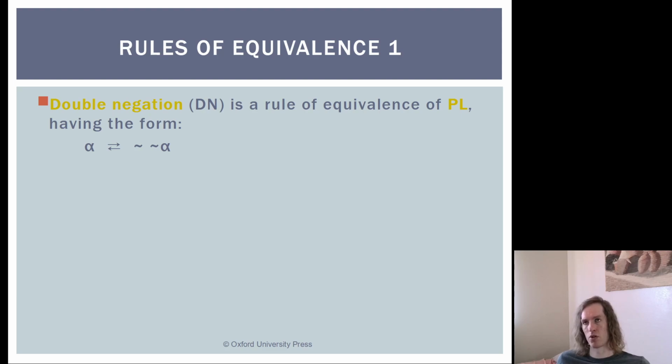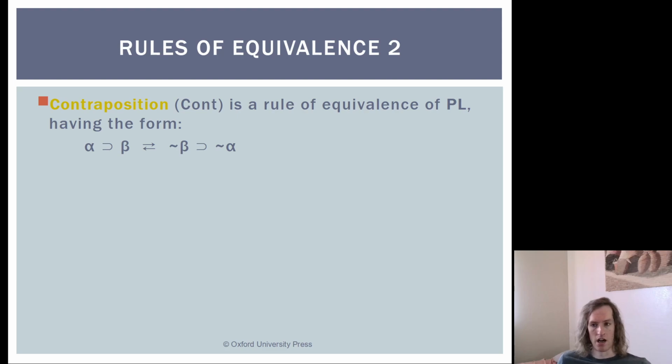If there's an odd number of tildes, then you have a negation. If there's an even number of tildes, you can take them all off and you just have a positive statement. So keep that in mind. All right, next we have contraposition.